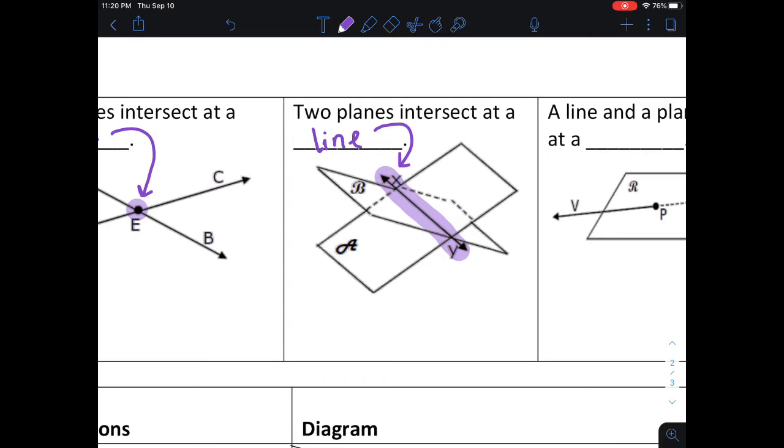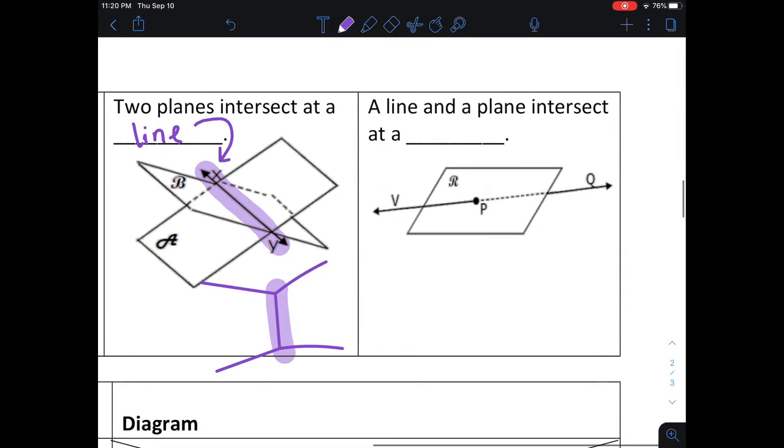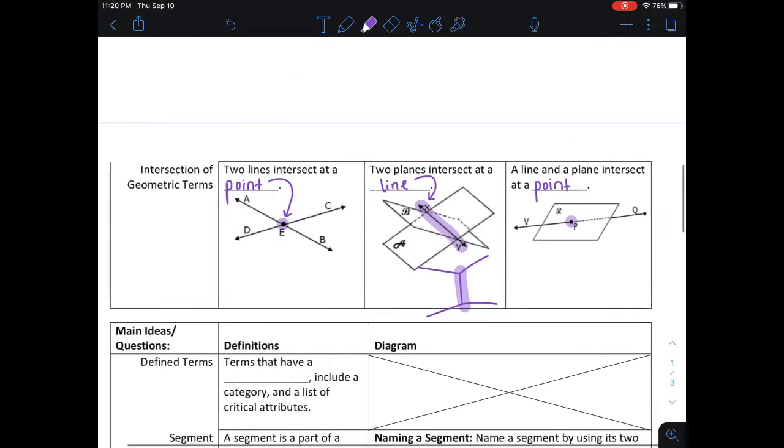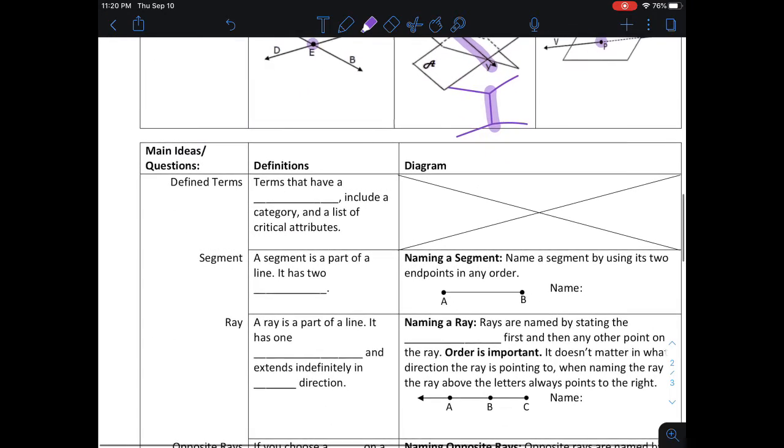Think about when you're sitting in a room. I don't know if you've ever gotten bored and looked at where the walls intersect each other, but if you ever take a chance to look, you'll notice that they intersect at a line. That's exactly what two planes do. A line and a plane, however, intersect at a point. It's like if you had a sheet of paper and you poked a pencil through it, it would go through at a point.